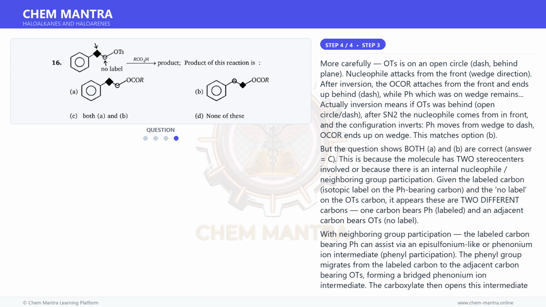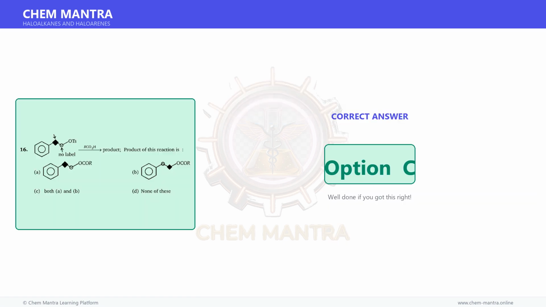Options A alone or B alone would be incorrect because the phenonium intermediate is symmetrically opened. Option D is incorrect because definite products are formed. Therefore, the correct answer is C. Therefore, the correct answer is option C.